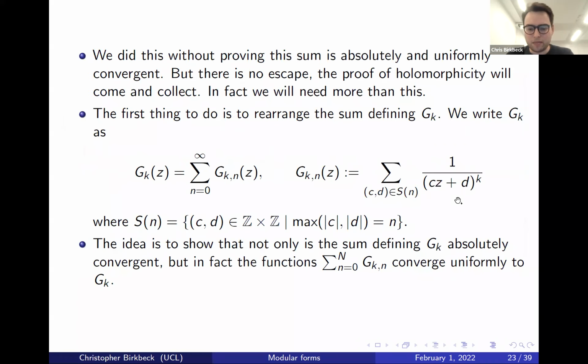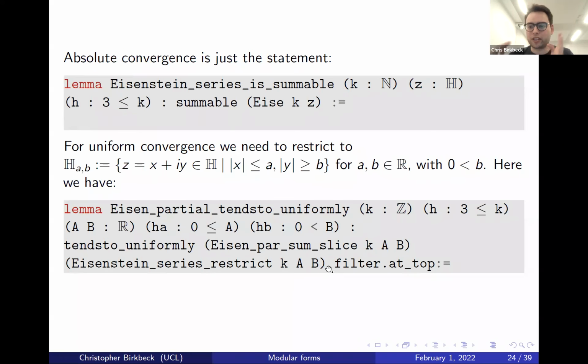this partial sum of functions, when restricted to this slice, converges uniformly to the Eisenstein series, also restricted to this little slice. And so this is what this lemma is saying. That if I have k an integer greater than 3, I have my slice of the upper half space actually in the upper half space. So this is why a greater than 0 and b strictly greater than 0, because I want my slice to be in the upper half space.